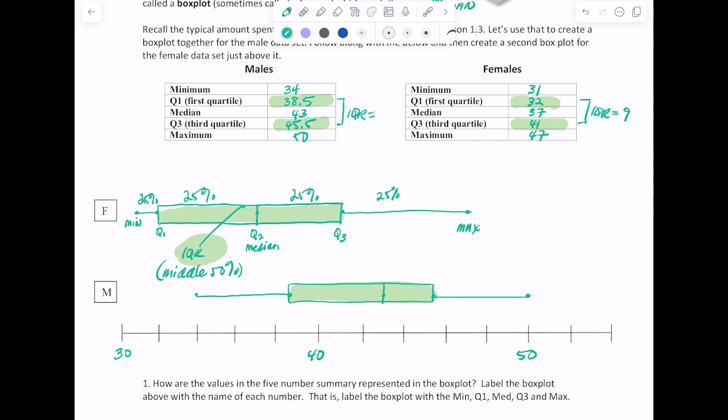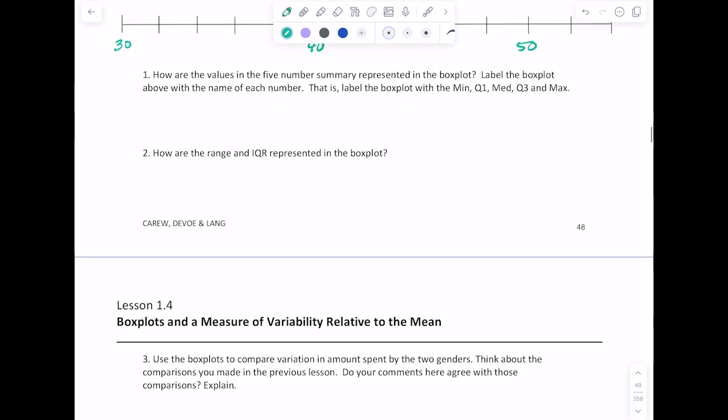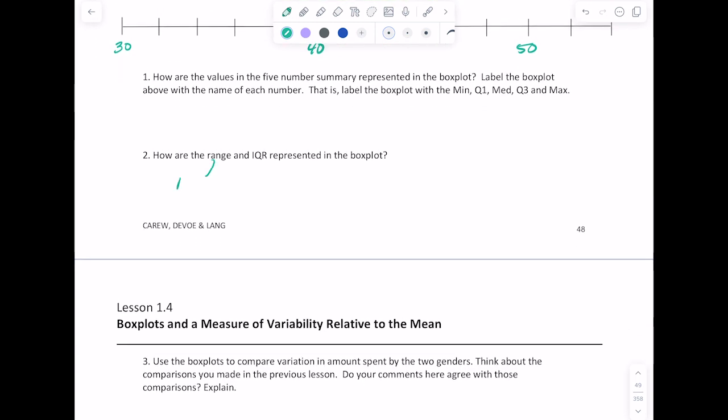So the females indeed have the larger IQR, and the larger IQR means there's more variability or more change between those values. The range, remember, is just the max minus the min, and we said that the IQR is your Q3 minus your Q1.